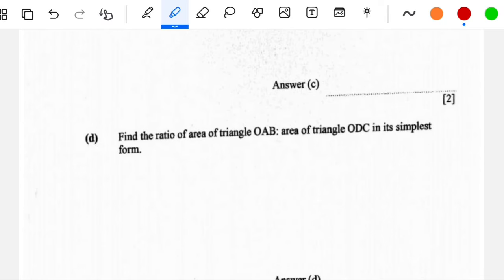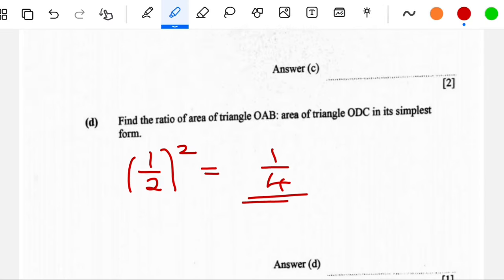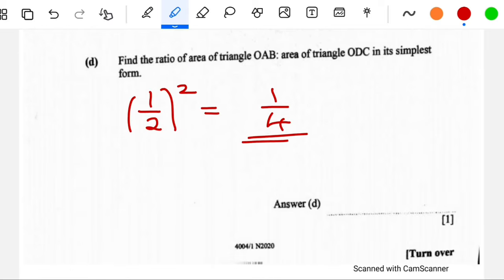Then D, find the ratio of area of the two triangles in its simplest form. Okay, so if you have the ratio of the sides, the ratio of area is the same as squaring the ratio of sides, and the ratio of sides we say it is half, and we square and we get 1 over 4. So this is our area ratio there. So this is all about our November 2020 paper 1.